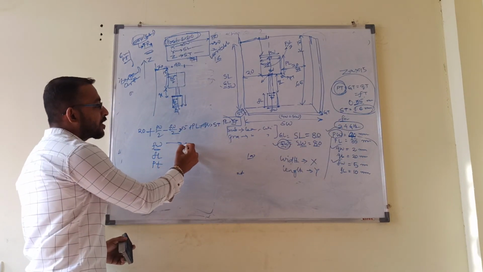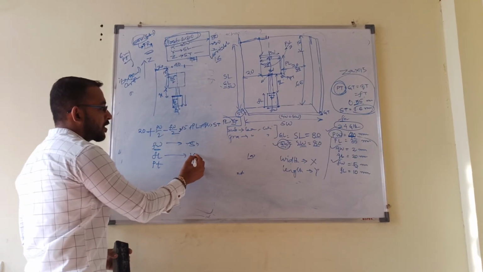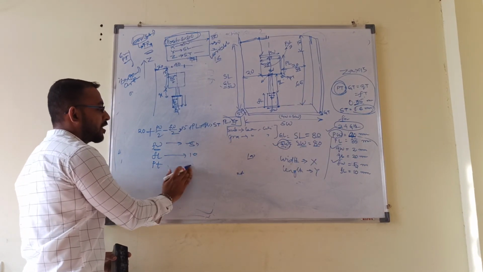And for each case you have to put that value. For feed width you know this value, 5 mm. This is 5 mm. This is 10 mm. This is already assigned before.